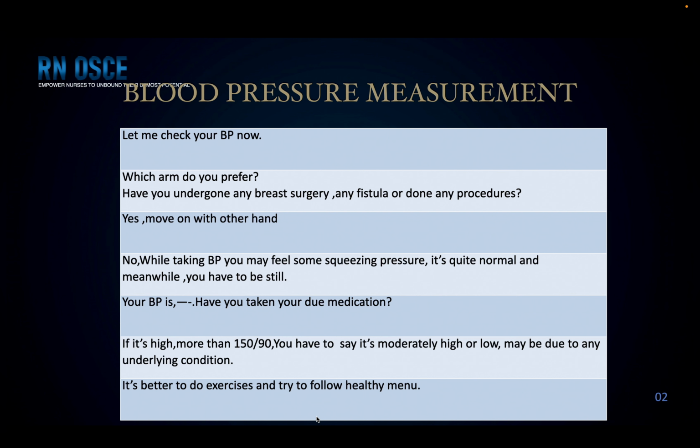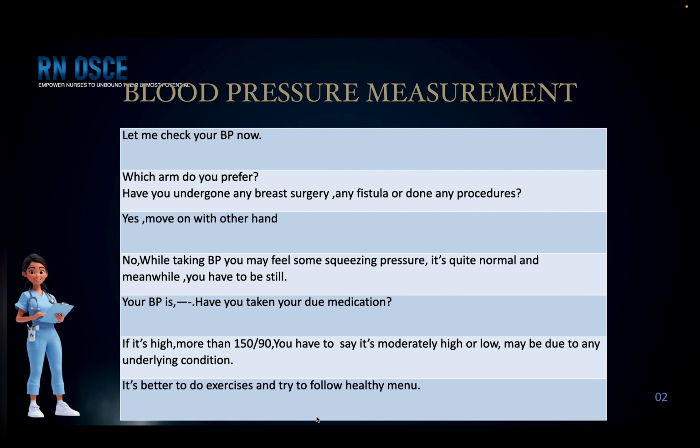Then once measured, you have to say again your blood pressure is so and so. And it's mentioned in the background situation that the patient is using hypertensive medication. So you can ask, have you taken your regular medications today? Okay. And if it is still high, you can just say that it's better to do some exercise and try to follow a healthy menu. Okay, am I clear to you?